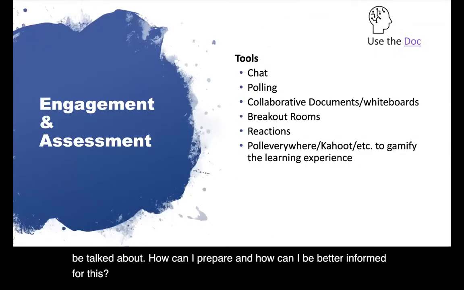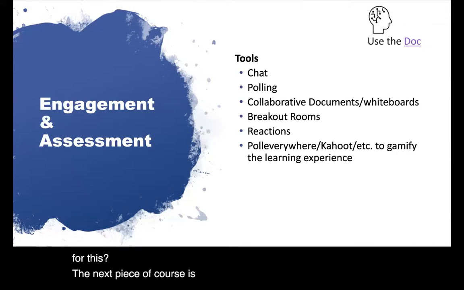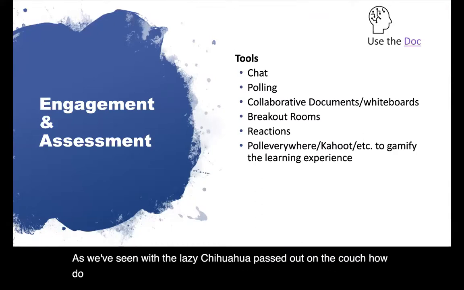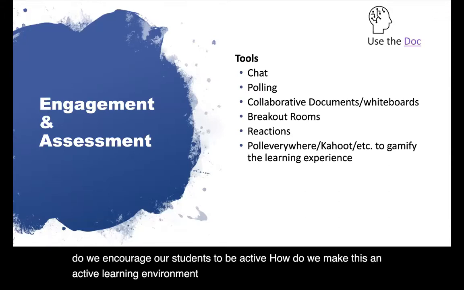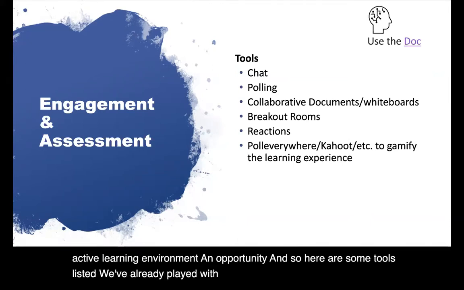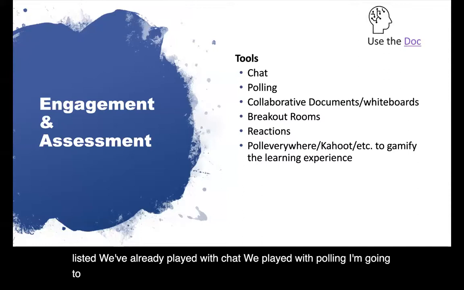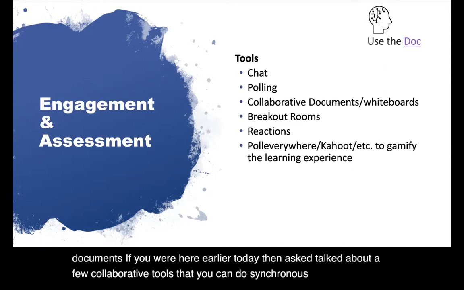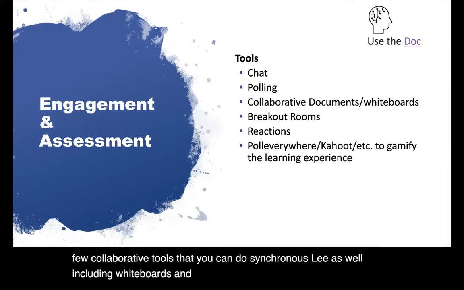The next piece, of course, is engagement and assessment. As we've seen with the lazy chihuahua passed out on the couch, how do we encourage our students to be active? How do we make this an active learning environment and opportunity? And so here are some tools listed. We've already played with chat, we've played with polling. I'm going to put a link in the chat and we're going to look at some collaborative documents. If you were here earlier today, Vanessa talked about a few collaborative tools that you can do synchronously as well, including whiteboards and Kahoot. And so we're going to look at a few of these.